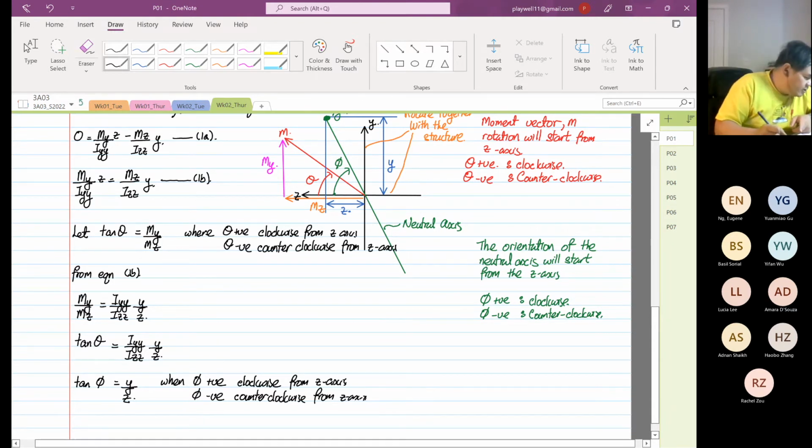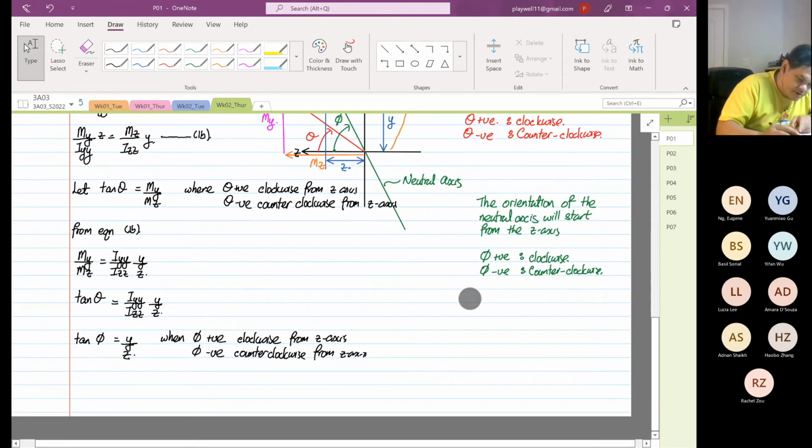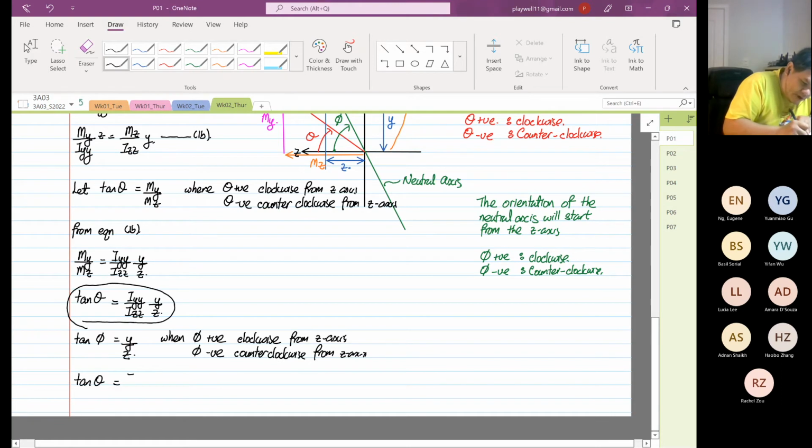So from here we can substitute this. We can put this into our equation, into this equation over here. Right, we have a y over z. So we know that tangent theta is equal to Iyy over Izz tangent pi. Okay, so that is our equation number two.